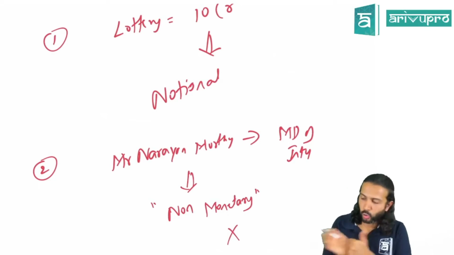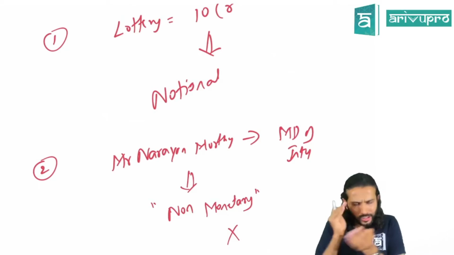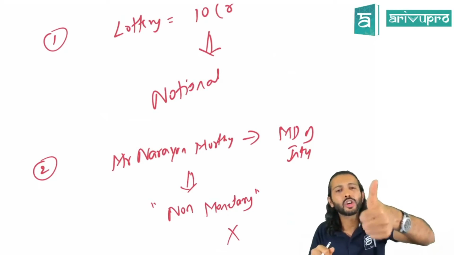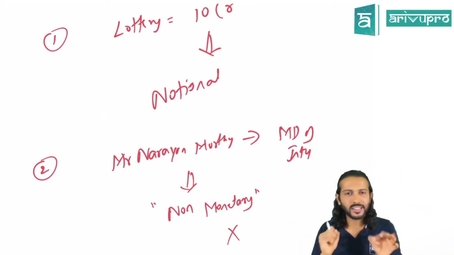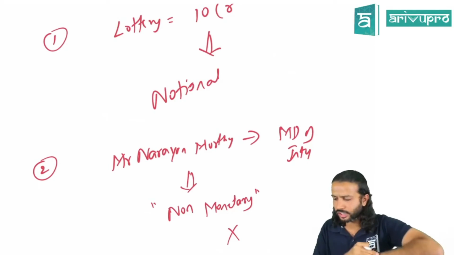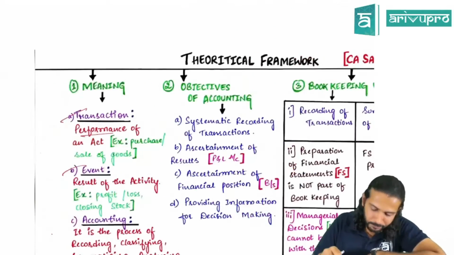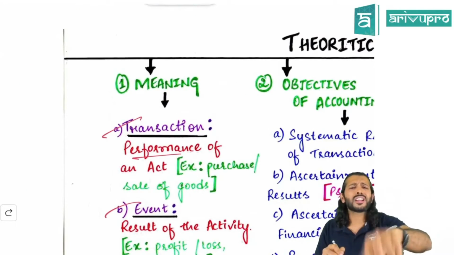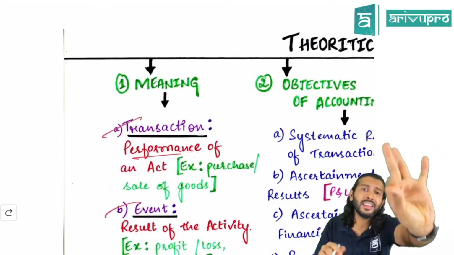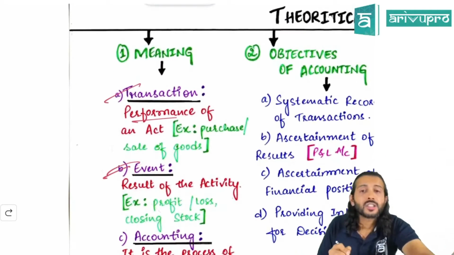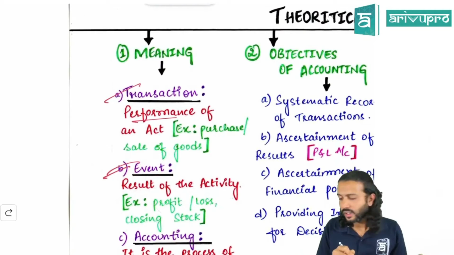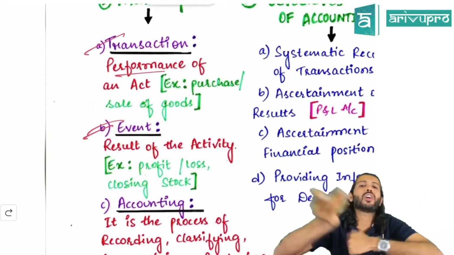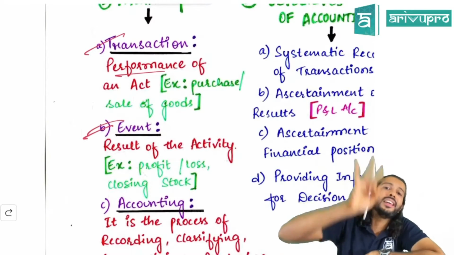Fine. So I hope transaction is clear. Transaction means a performance of an act, but that act should be a monetary act. Can I say it like this? First definition, is it okay for everybody? So that's about transaction. I told you accounting is done for transactions as well as events. Now what is an event? An event is the result of that activity. The result of the transaction, we call it an event.